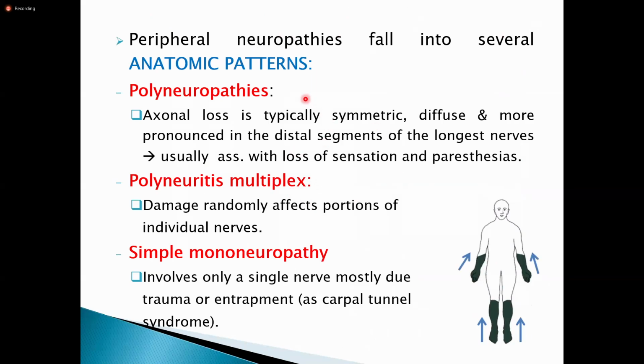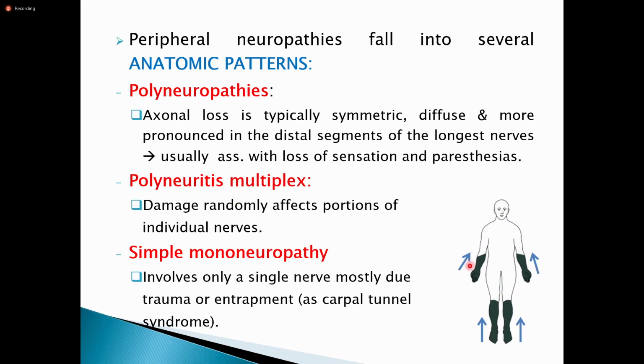Peripheral neuropathies fall into several anatomic patterns. يعني pattern of involvement means we divide them into polyneuropathies, polyneuritis multiplex أو simple mononeuropathy. Polyneuropathy اللي هو هاي الappearance اللي هون: symmetrical, both sides, both limbs are affected and it starts in the distal parts into proximal parts. Okay.